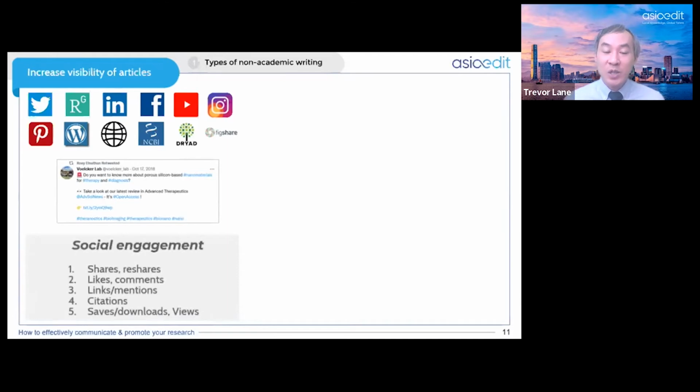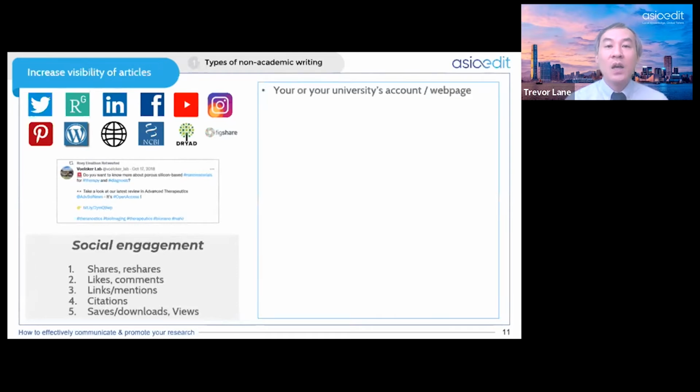And here's an example of a tweet, of course. These will then be measured by things like social engagement levels, shares, reshares, likes and comments, links and mentions, citations in policies and blogs, not articles, and the number of saves, downloads, and views. So think about this: promote your work on your own social media site or your university or department site or the department's webpage. You can just say, have you seen this? Please see my newest article. But it's better if you have a highlight sentence like we just saw, a layperson's general sentence to summarize your work. Keep it brief and non-technical, but still accurate.